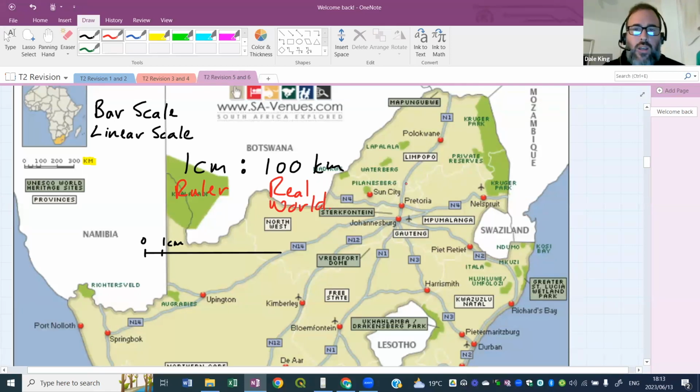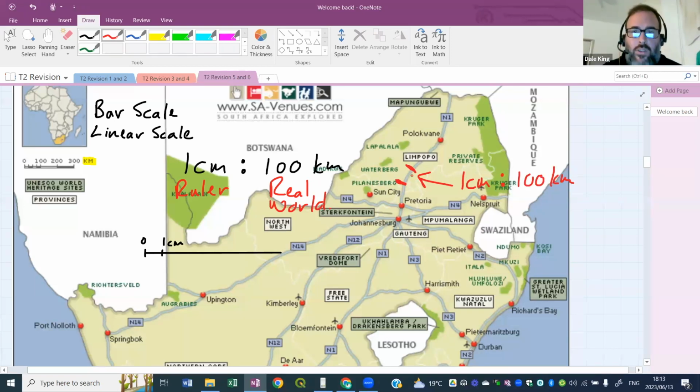So we can measure, for example, from this little piece to this little piece here, on the N1 going towards Limpopo. If I measure that piece and it works out to be exactly 1 centimeter, then that 1 centimeter on my ruler will represent 100 kilometers in the real world.